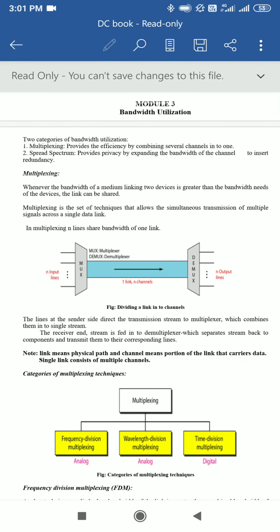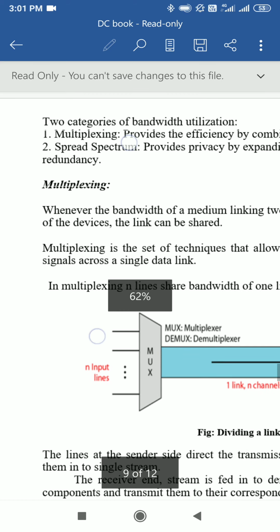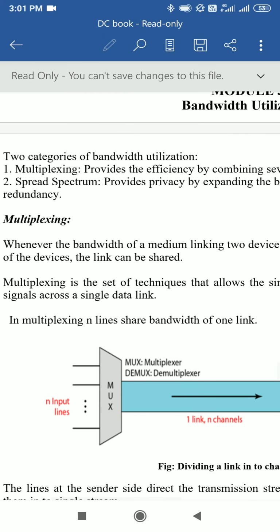Today, let's start with module 3, that is bandwidth utilization. To utilize the bandwidth, mainly we have two techniques. One is multiplexing and another one is spread spectrum. First, let us see why we require multiplexing and spread spectrum.